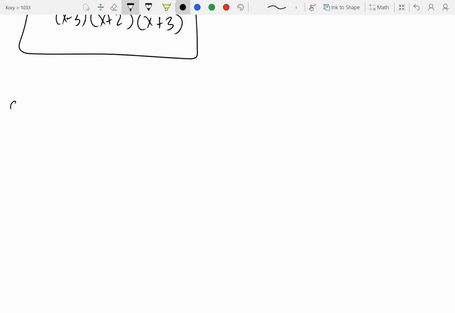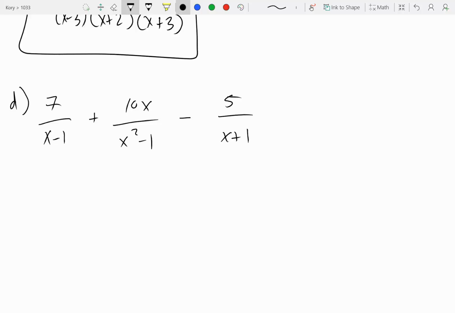Alright, part D. We have 7 over x minus 1 plus 10x over x squared minus 1 minus 5 over x plus 1. So let's factor out everything. The only thing that needs factoring is this. It's a difference of 2 squares, so we have (x plus 1)(x minus 1). Now we want to determine the LCD.